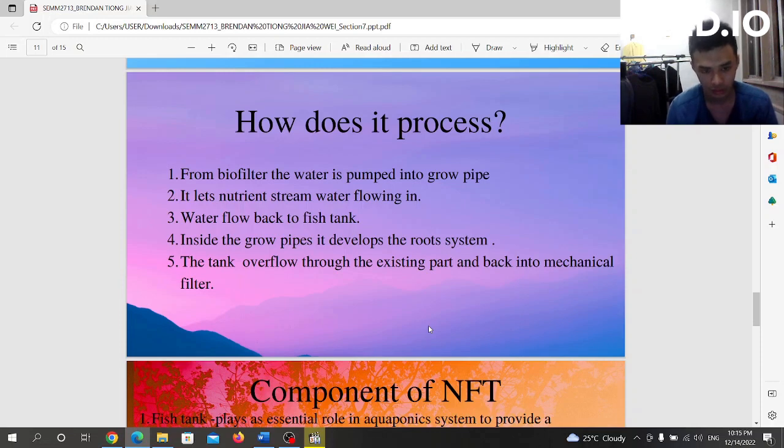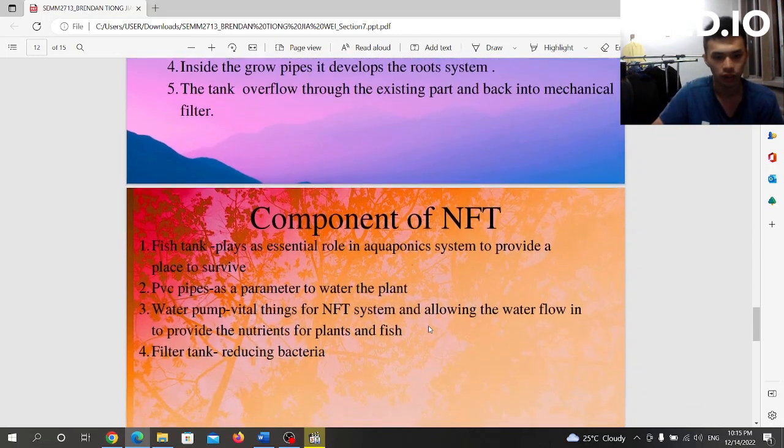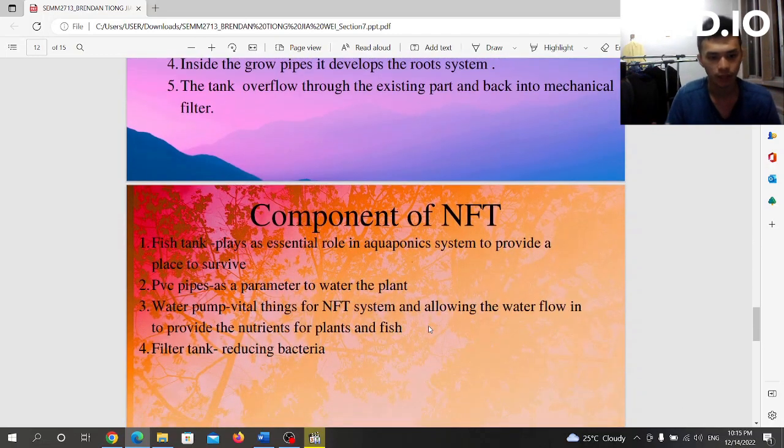The water that enters the fish tank causes the tank to overflow through the exit port and back into the mechanical filter, completing the cycle. The NFT system contains four components: the fish tank, PVC pipe, water pump, and the filter tank. The fish tank plays an essential role in the aquaponics system, providing what the plants need to survive. It is also a major component of an aquaponics system.